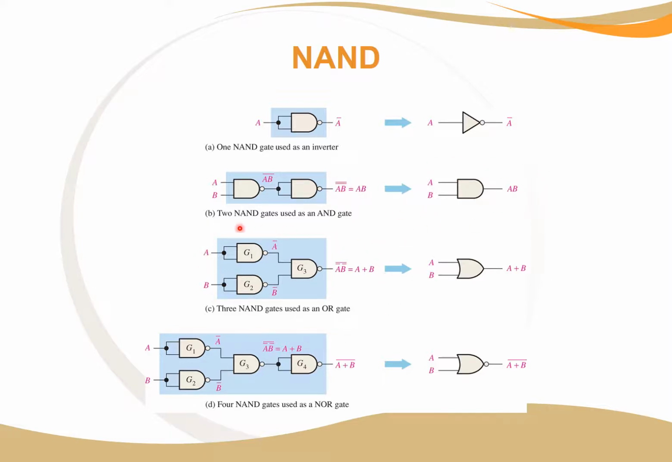Here you use it as an OR gate, and also as a NOR gate, if you would like to do that. But once again, the most important one you need to know is using the NAND gate as the inverter gate.